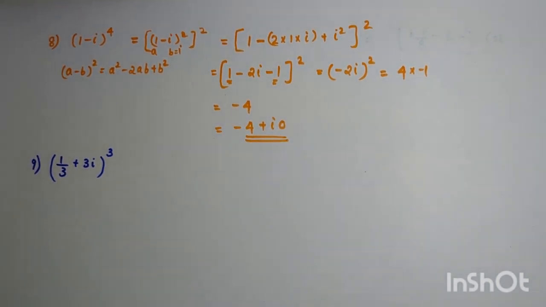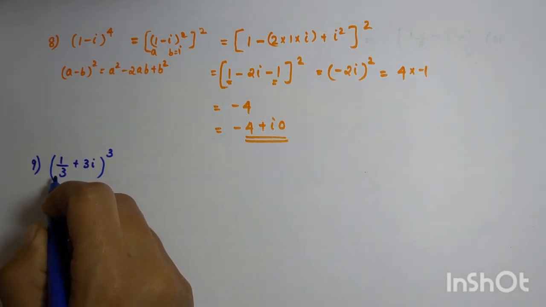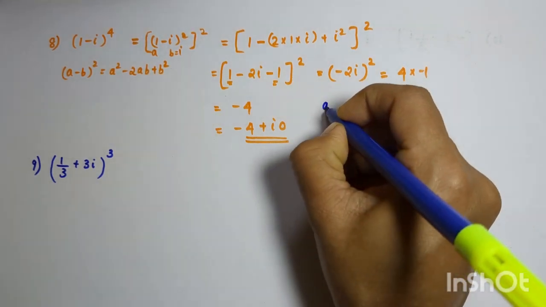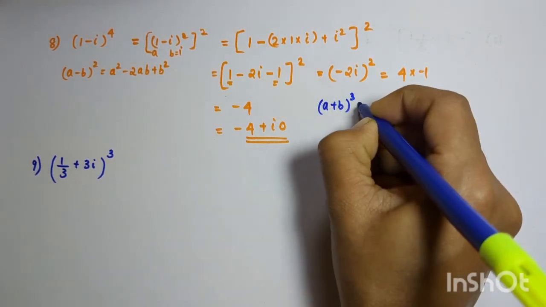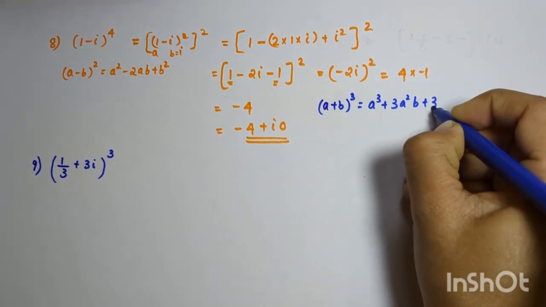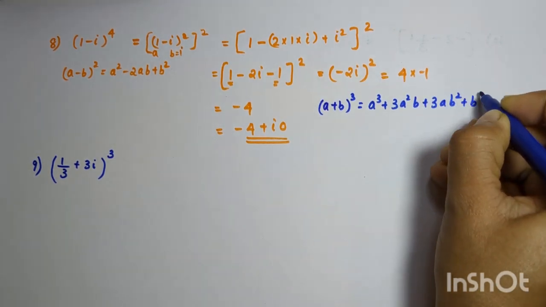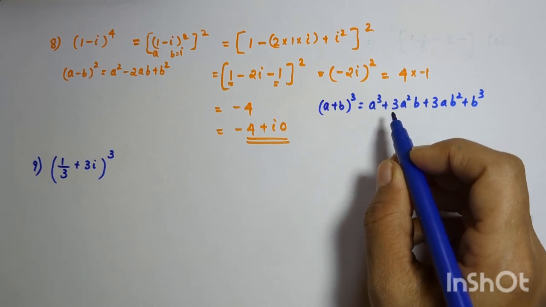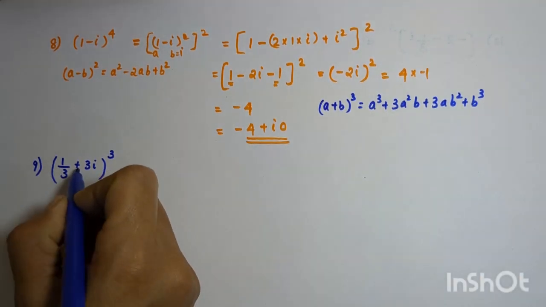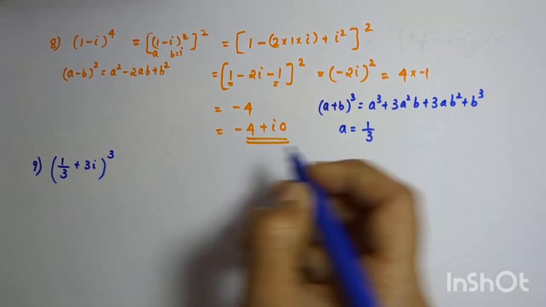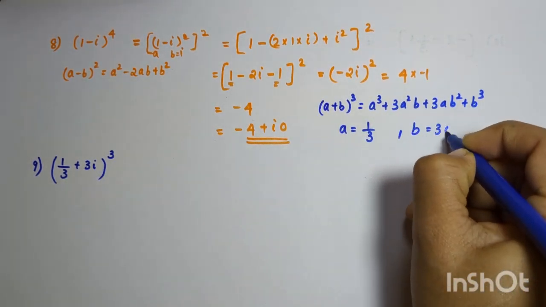Alright. Now, let us see the ninth question, which is (1 by 3 plus 3i) all cube. So, you see this is in the form (a plus b) whole cube, which is a cube plus 3a square b plus 3ab square plus b cube. You see this equation is true for real numbers as well as for complex numbers. So (1 by 3 plus 3i) all cube. So here a is actually equal to 1 by 3 and what about b? b is actually equal to 3i.